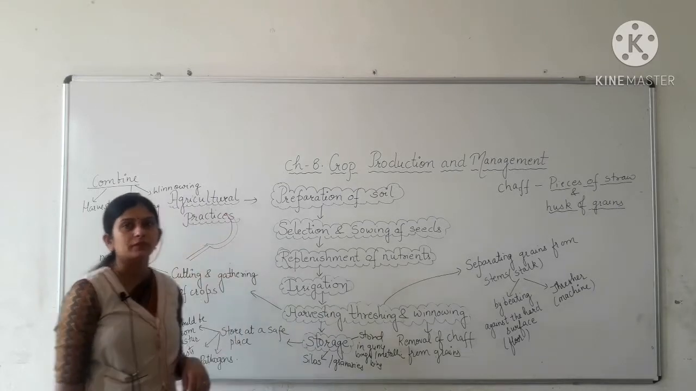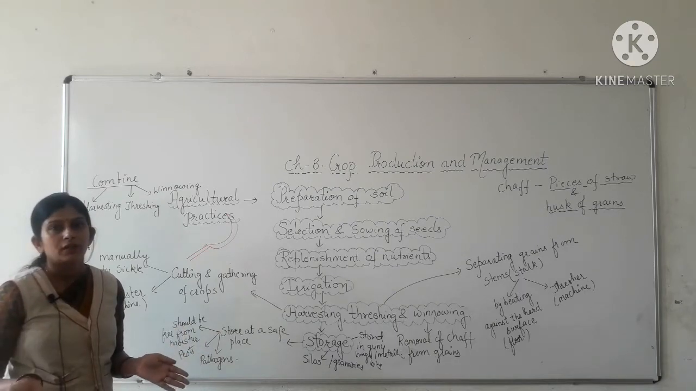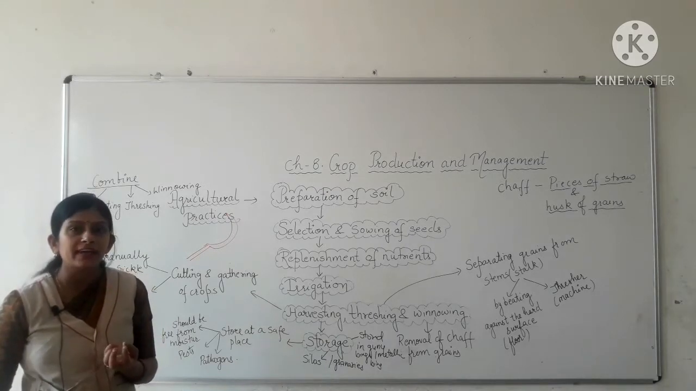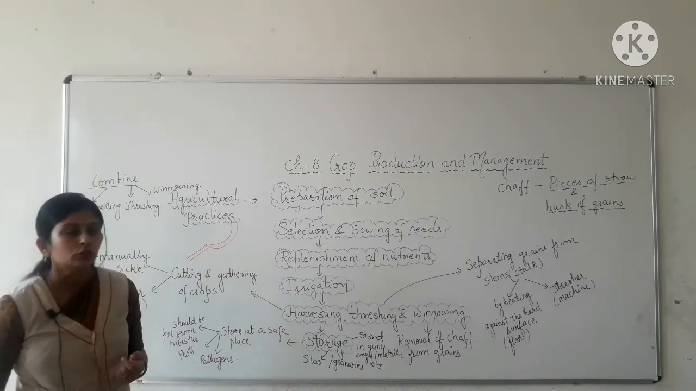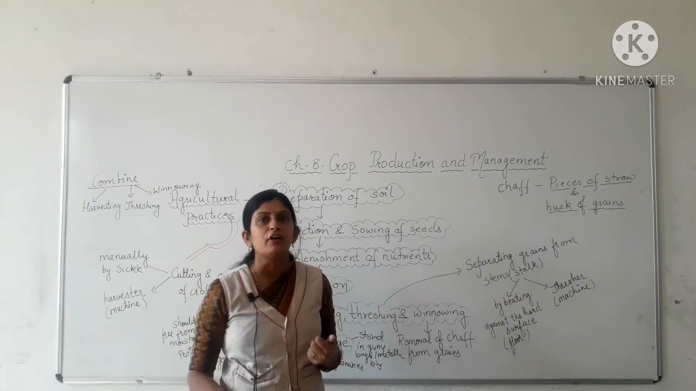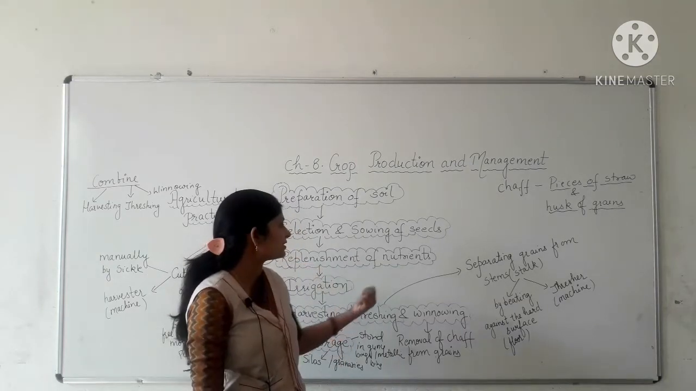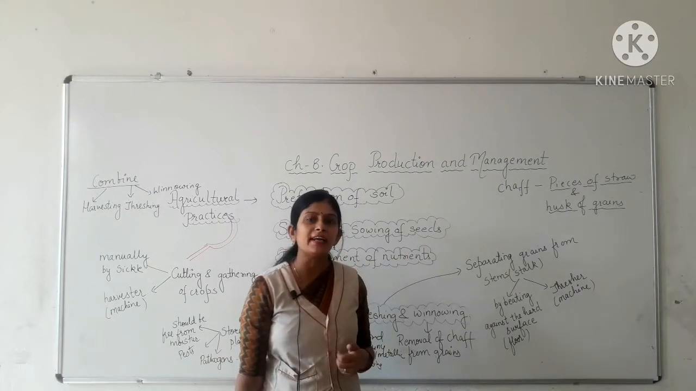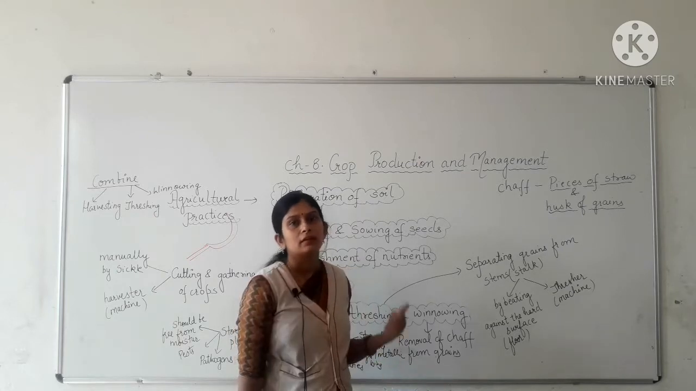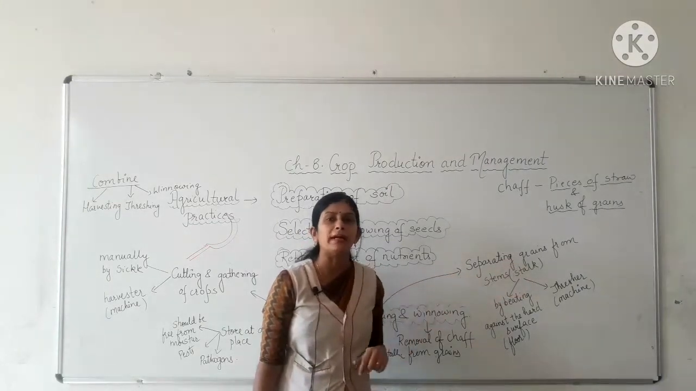Now what is threshing? See, now we have cut crops. Now it's time to separate out the grains present in their stems. So in threshing, grains are separated from the stems or stalks of crops. This process of separating grains from the stems or stalks of plants is known as threshing. Threshing can be done by two methods.